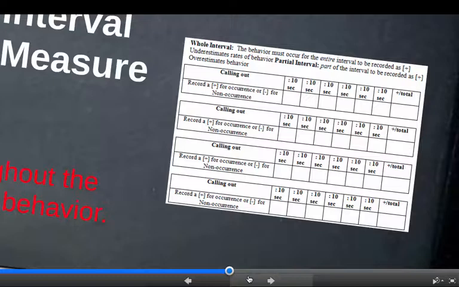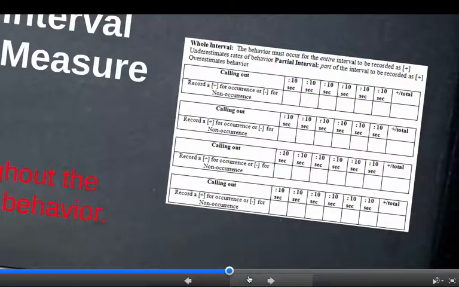So those are our first two indirect methods, discontinuous methods. Partial interval, partitioning out the time, could be 10 seconds, could be 30 seconds, it could be 10 minutes, it could be 30 minutes. And your obligation as a registered behavior technician is to indicate yes, the behavior occurred, or no, it did not occur. A plus if it did occur, a minus if it did not occur. You never ever leave the cells blank.